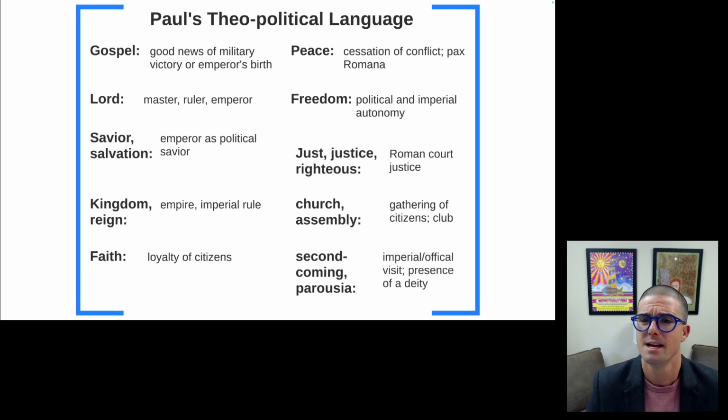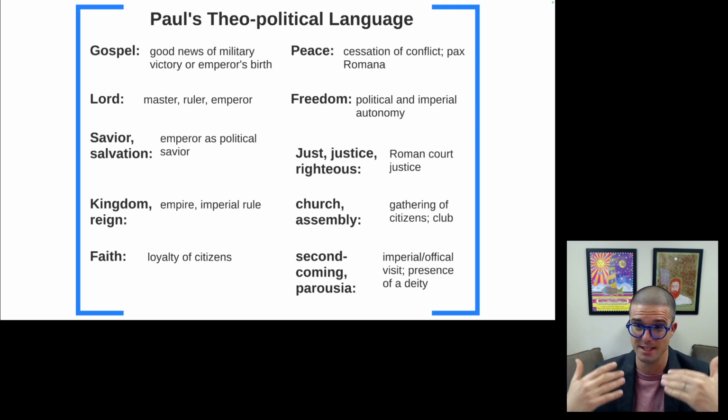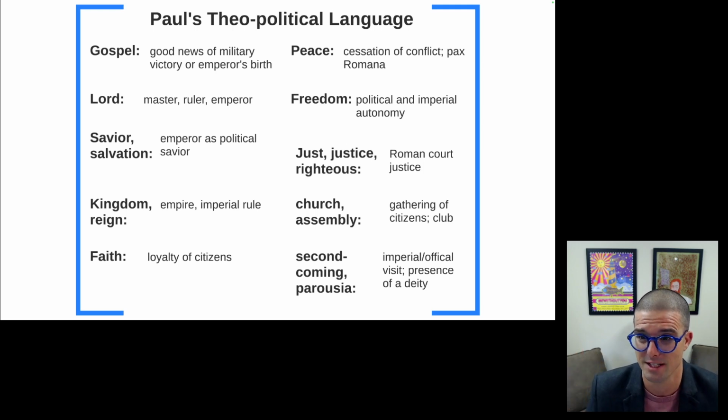And then lastly, this idea of the second coming, or the parousia, we think of it as the coming of Jesus from heaven, or something like this. But in the Roman context, this is the word that is used for the imperial visit. When someone is coming to visit a particular city, they would speak of their coming, or their parousia.